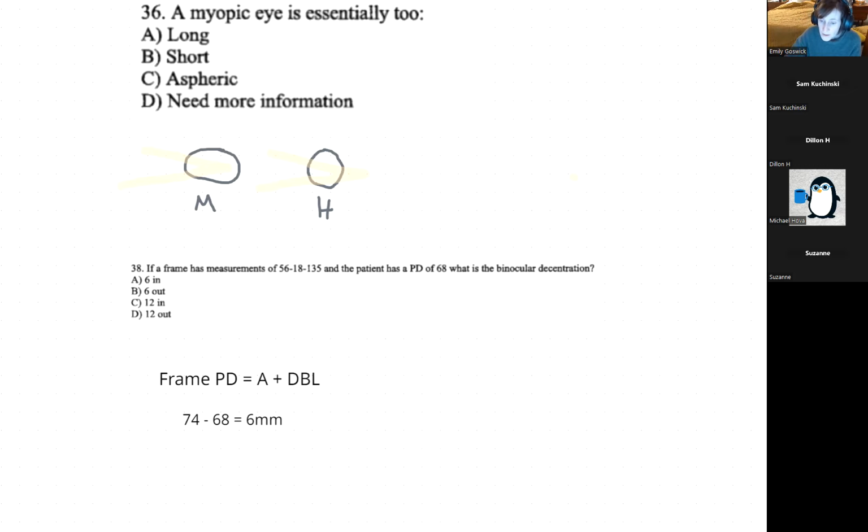Okay, and then we have our 6, they want to know, is it going to be in or is it going to be out? Well, our frame PD is 74, so that's larger than that 68. So we know that when they're fit, they're going to be decentered in. It's going to be that their eyes are closer to the bridge part, the nasal part of the frame. So in this case, it's going to be 6 in.